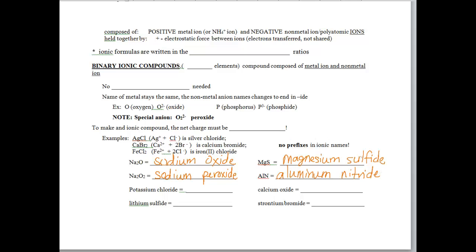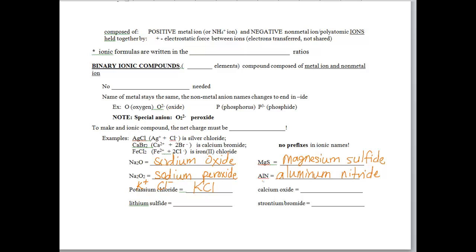Okay, naming I think is the easier one, but then to write the formulas, this is where you need to balance your charges. And what I do a lot of times, until you can get to where you can do them a little easier, when I practice them, I write what the ion is above it. Potassium is a +1, chloride is a -1. So then I look at their charges, +1, -1, they balance out, so I know it's just KCl.